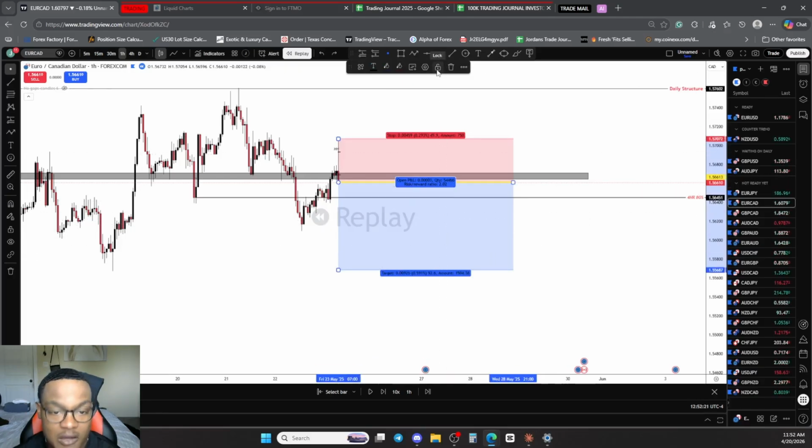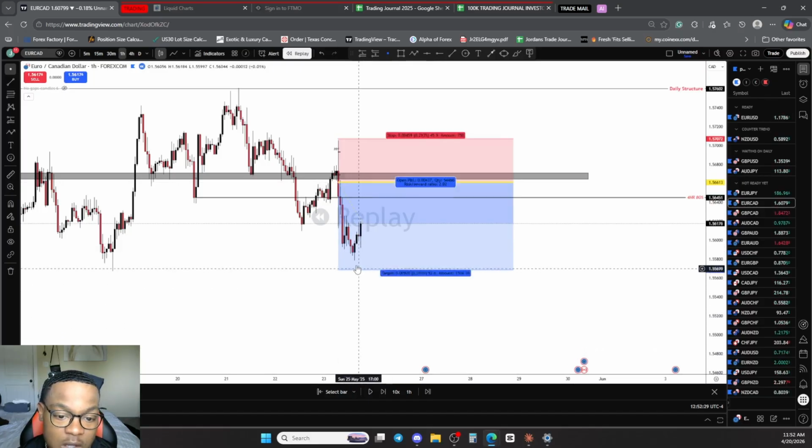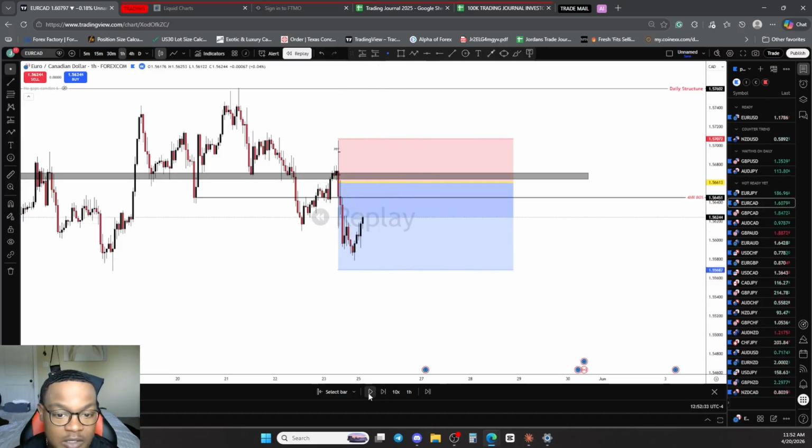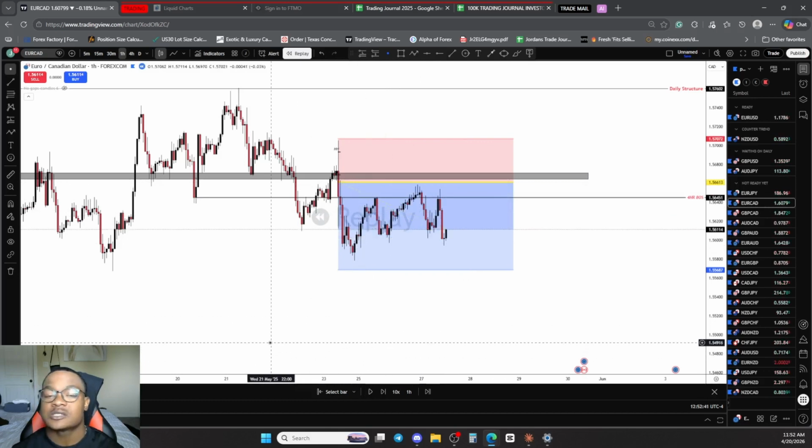So now we have a 1-to-2, we have our entry, we have our stop loss, and what do we do next? We just let the trade ride. So if I fast forward, you see how price almost hit our overall take profit around here, but it did not happen. And price then had to pull back all the way back towards our 4-hour zone, basically towards our entry level.